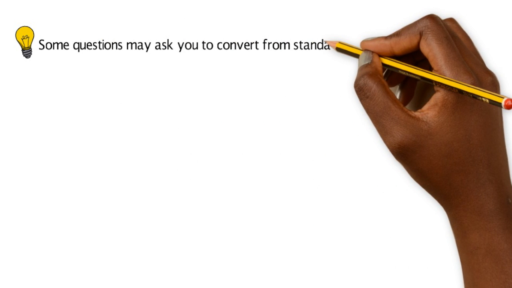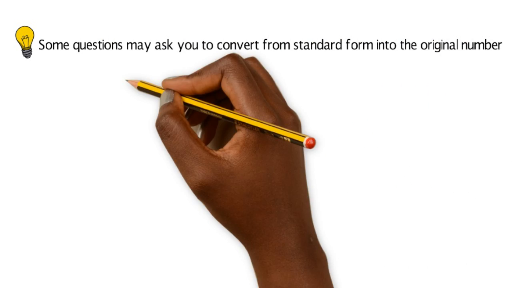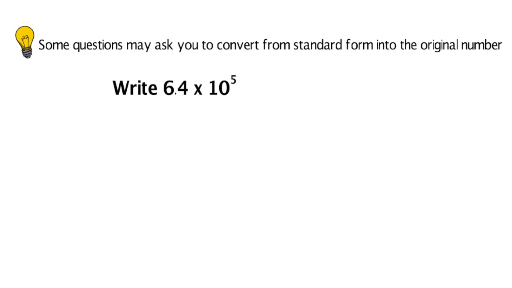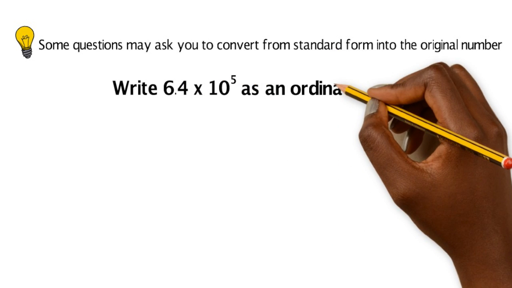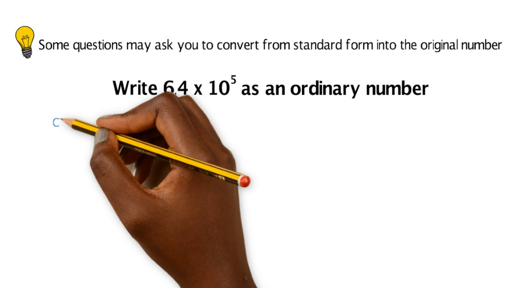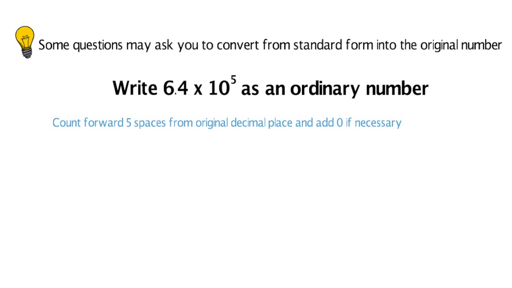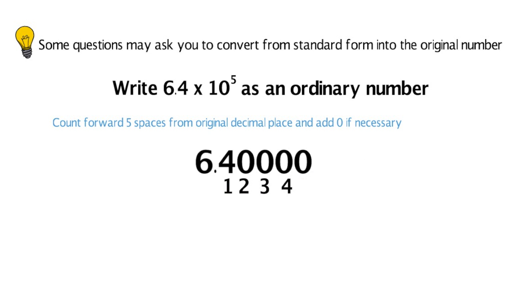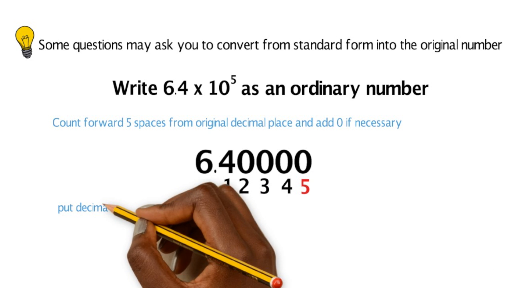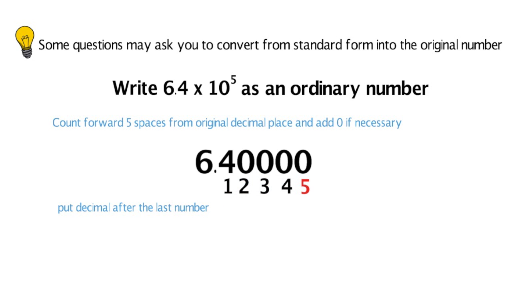Now, sometimes you may be asked to convert from standard form into an original number, so the other way around. For instance, if it says 6.4 times 10 to the 5, write that as an ordinary number. Because it's to the 5, we're going to count 5 spaces forward, adding zeros if necessary, so that's what you would get. Then you need to actually move your decimal place after the last number. So that would be your final answer.